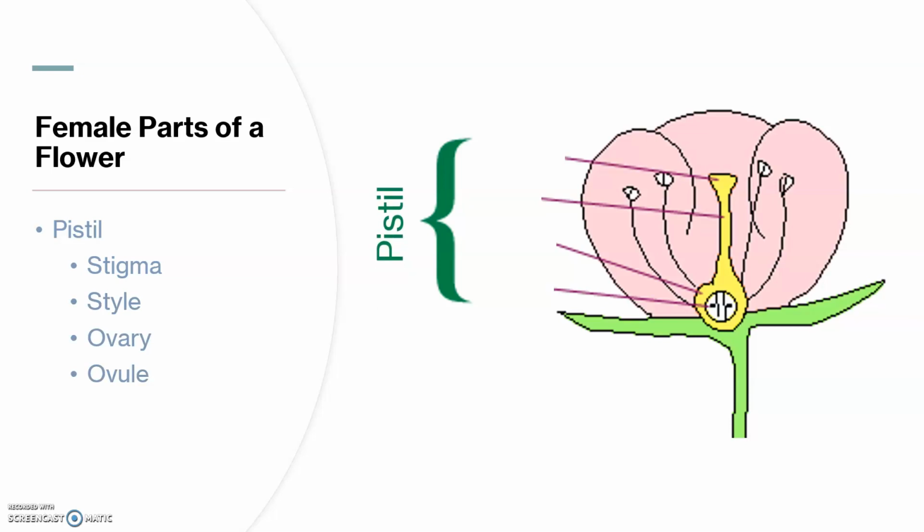At the top of the pistil, you will find the stigma. Holding up the stigma, you will find the style. The style connects to the ovary, which contains one or more ovules.